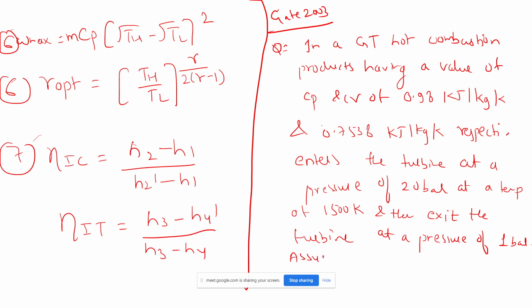Okay. So assuming the value of gamma is equal to 1.3 and the isentropic efficiency of the turbine, I'm writing directly, is 94%. What is the actual work of the turbine?